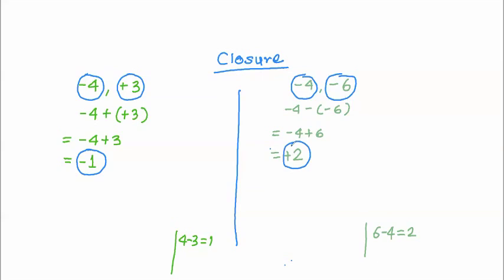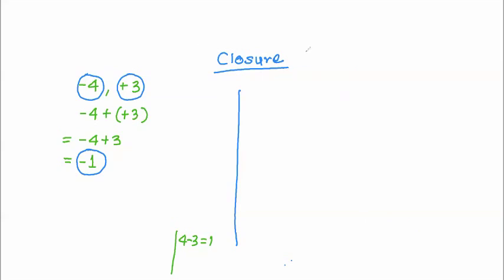But let's take another example first. So let's take the same numbers which we took last time, -4 and +3. Let's subtract them. -4 minus +3. -4 stays as it is. Minus and plus, different signs. So the resultant sign is minus. Minus, minus, same signs. So the operation is addition.